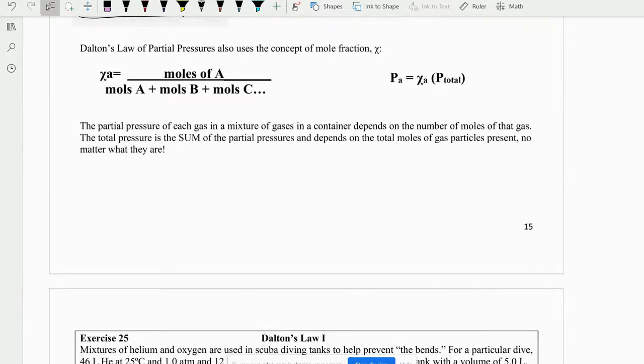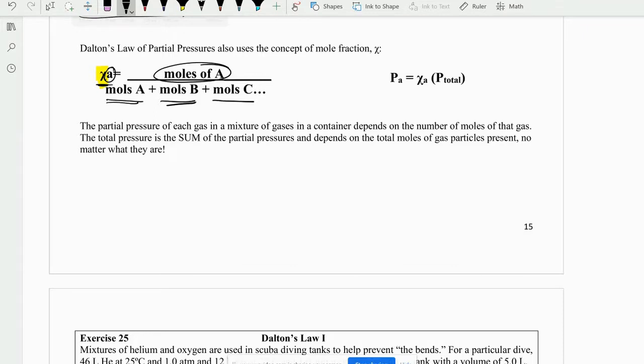John Dalton's law of partial pressure is also going to use the concept of the mole fraction. Mole fraction is represented by this Greek symbol here, this chi symbol, that is not an X. If you are trying to determine the mole fraction of gas A in a mixture, it would be the moles of gas A divided by the total moles of each gas. So the moles of A plus the moles of B plus the moles of C, and so on and so forth.